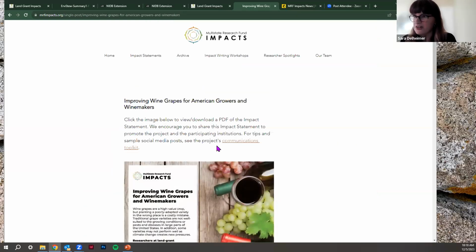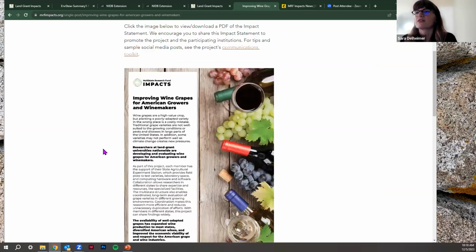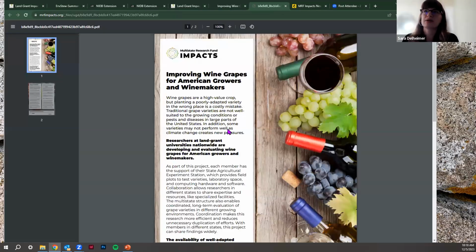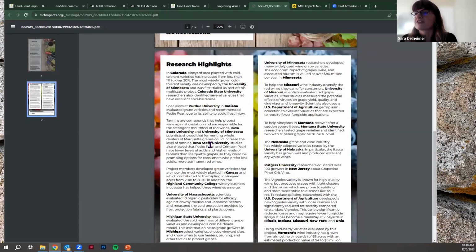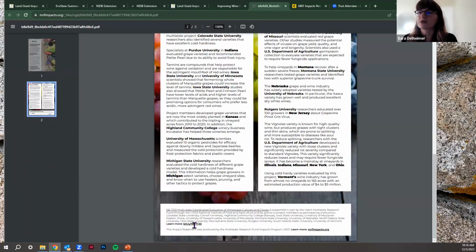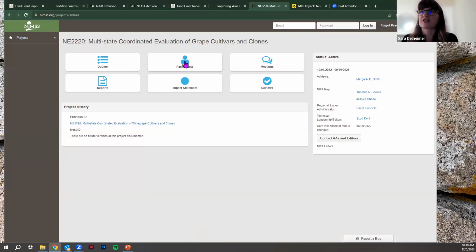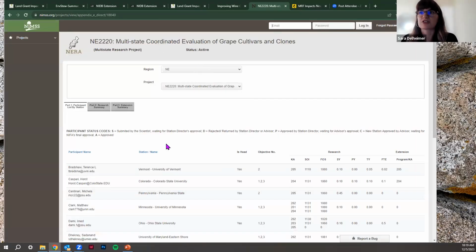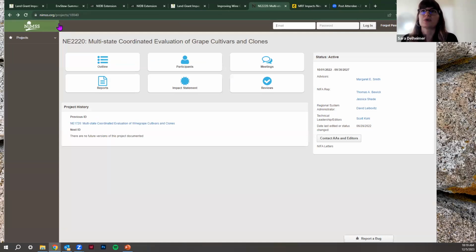So here's a project on wine grapes. If you click the image, it'll pull up the PDF version so that you can download it, print it, whatever you would want to do. And in this example, you can see on page 2 that University of Massachusetts work is featured. All impact statements also include a boilerplate section that lists all of the institutions that are involved. It also has a learn more link where, if you need more details about the project or the names of the researchers involved, it takes you over to the NIMS database where all the multi-state projects live.